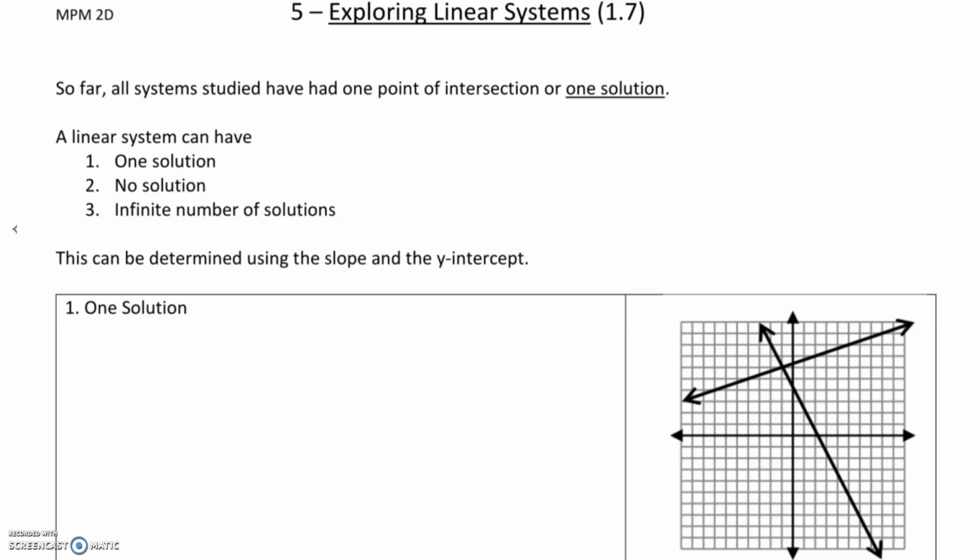So one solution, we already know what that looks like. I have here to the right our Cartesian plane showing line 1 and line 2 intersecting, and we have one solution. So one solution or one POI, point of intersection. Let's write one solution. We know the graphs of the lines intersect. This is what we're familiar with.